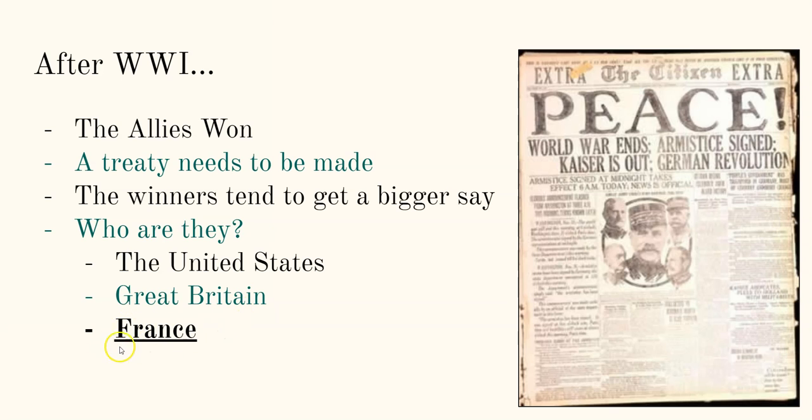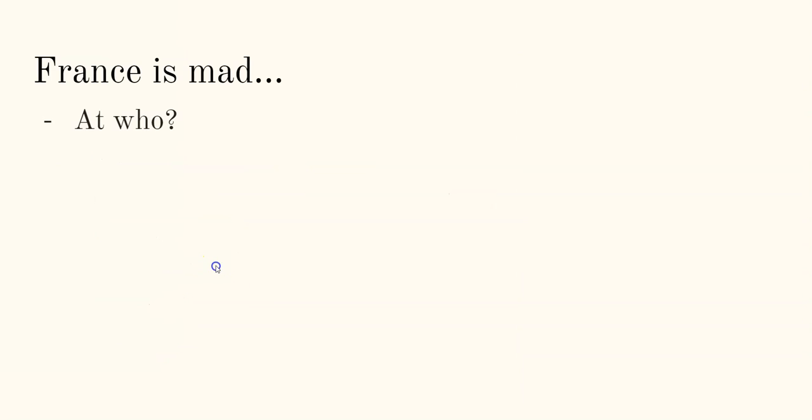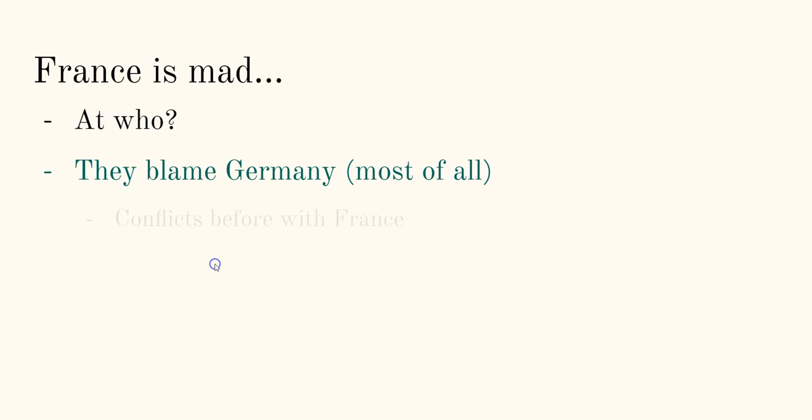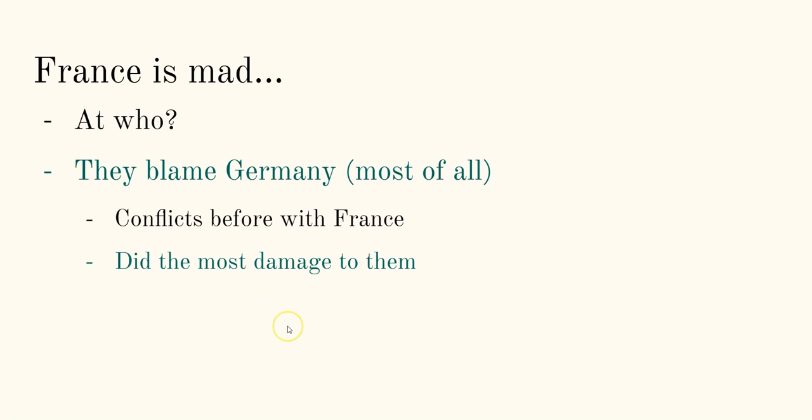But at all of these conferences, we're going to see the country of France. And they're going to be loud, they're going to be angry, and they're going to want blood from the country of Germany. They're extremely mad, and they blame Germany most of all. And this is in large part due to previous conflicts they had. Germany and France had clashes 100 years ago, 500 years ago. It was pretty common. And in the war, Germany was the one dealing the most damage to these French buildings. They were at the border of the country, after all. And of course, they were the most invested in the war.